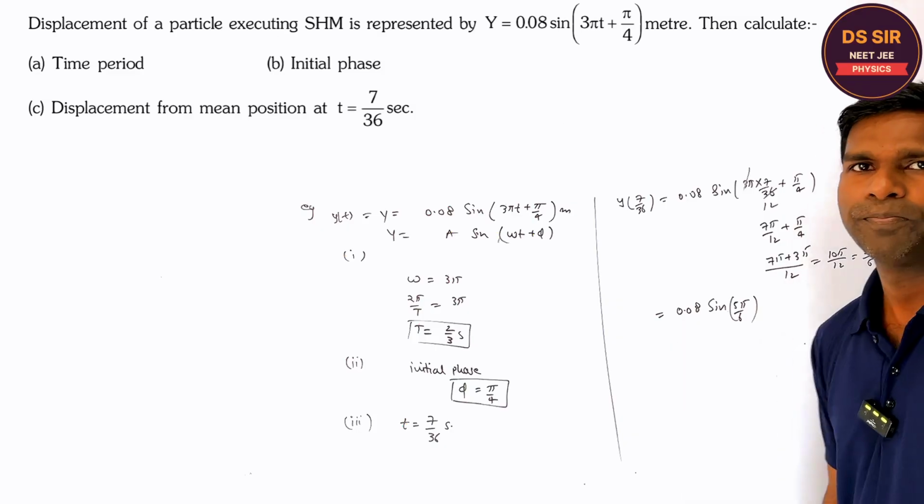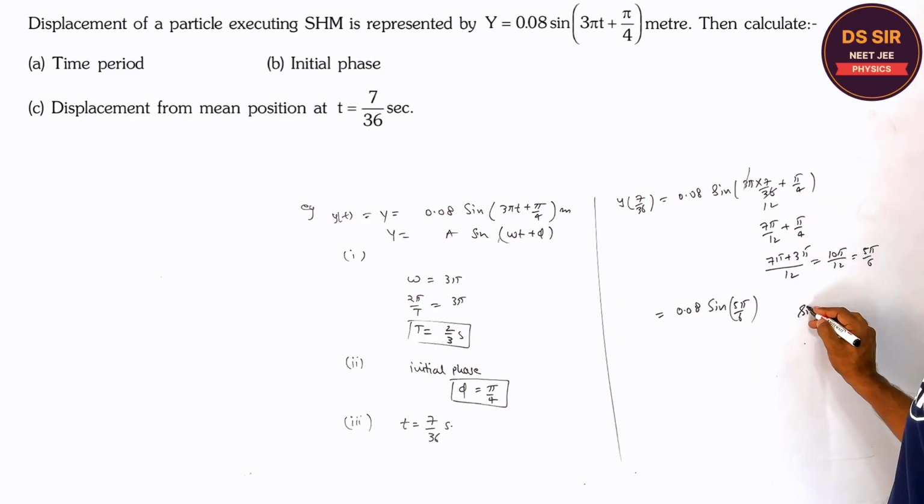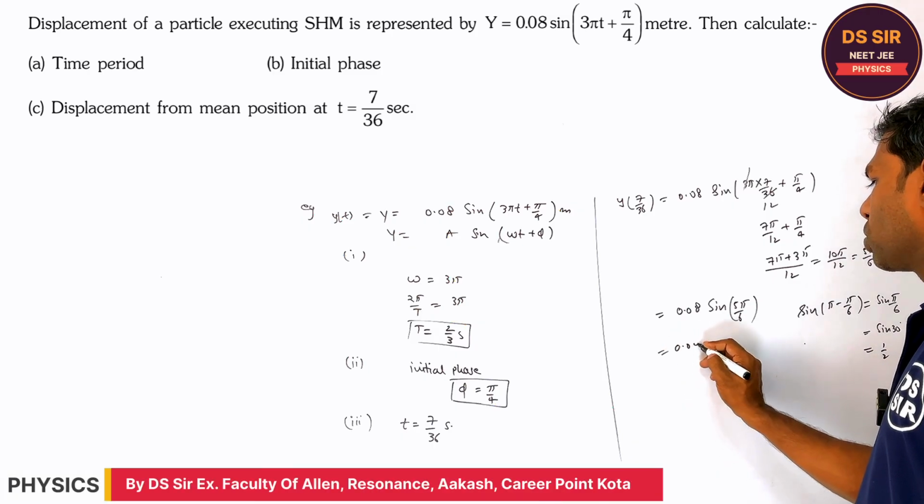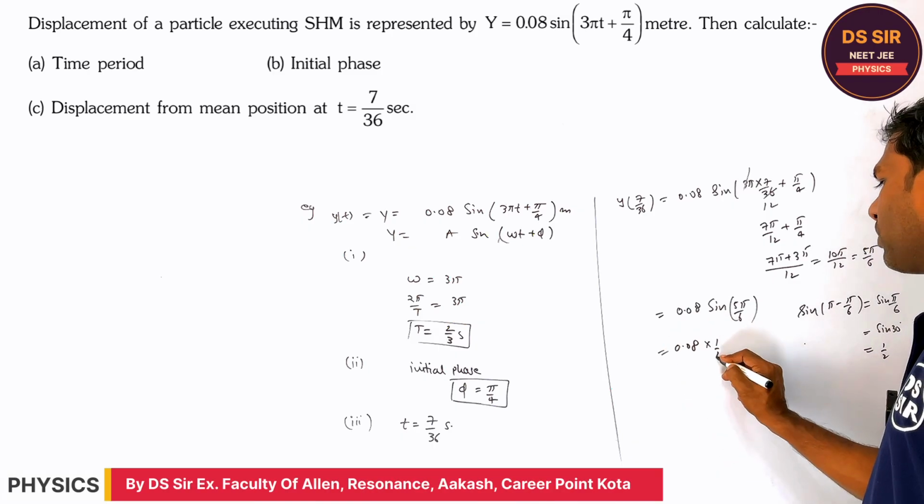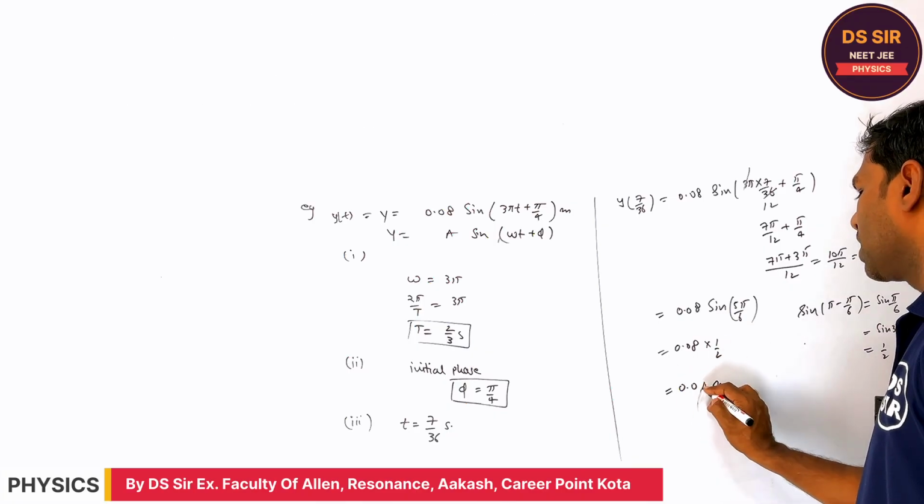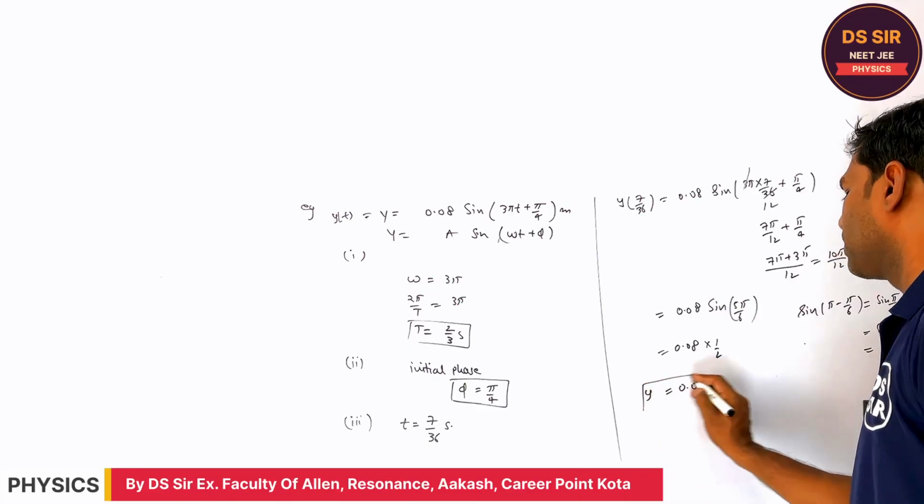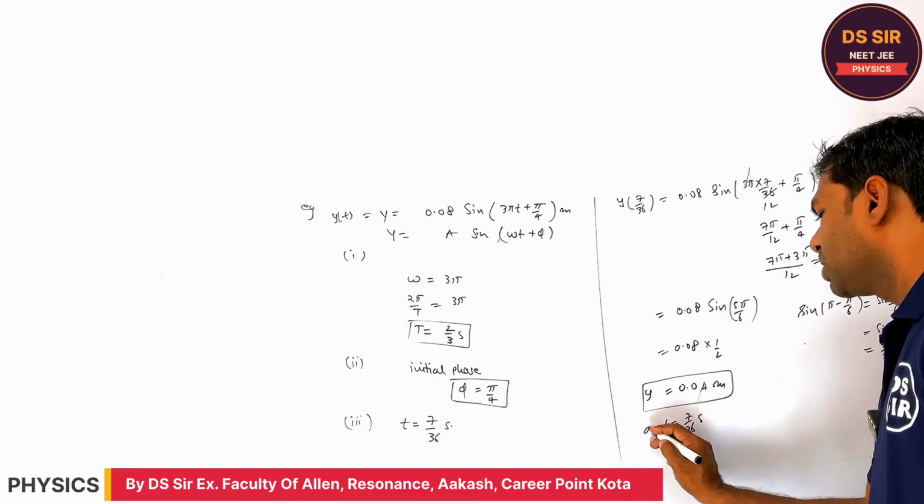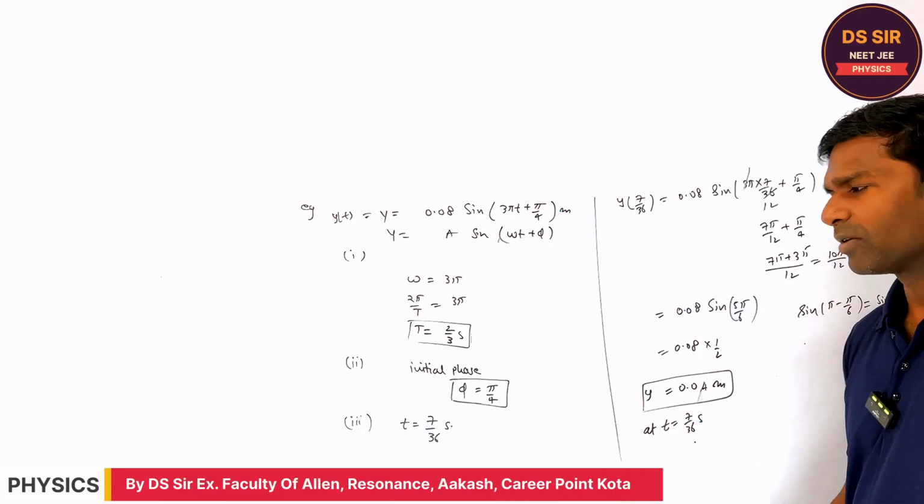Is it clear or not? So what is sine 5 pi by 6? Sine of pi minus pi by 6, which is equal to sine pi by 6. The value of sine pi by 6, that is sine 30, is equal to 1 by 2. So 0.08 times 1 by 2 is equal to 0.04 meter, which is the correct answer. So this is the displacement at t is equal to 7 upon 36 seconds. Is it clear? Copy this.